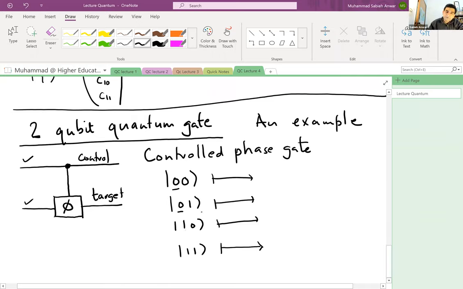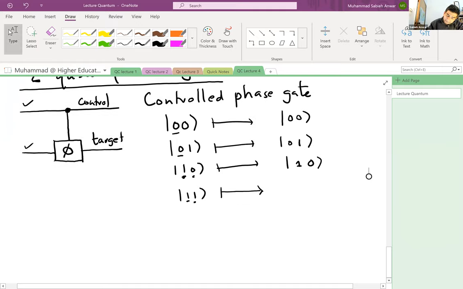then nothing happens to the overall state. So I get 00, 01. If the first qubit is ket 1 and the second qubit is ket 0, still nothing happens. However, if the first qubit is ket 1 and the second qubit is also ket 1, the overall state picks up a phase, e^(iφ). So this is my definition of a controlled phase gate.